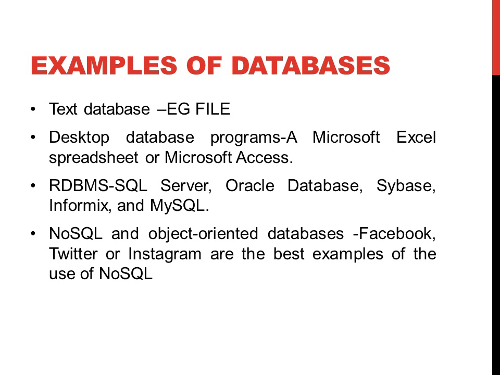So databases are of several types. A text database is there, desktop based database program is there, RDBMS is there, NoSQL or object oriented databases are there. So for example, a file is a database. It is an example of a text database. We can say a Microsoft Excel spreadsheet is another database. It also stores data, and it stores data in a tabular format.